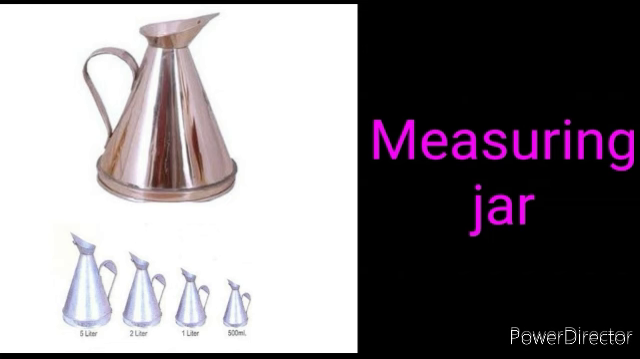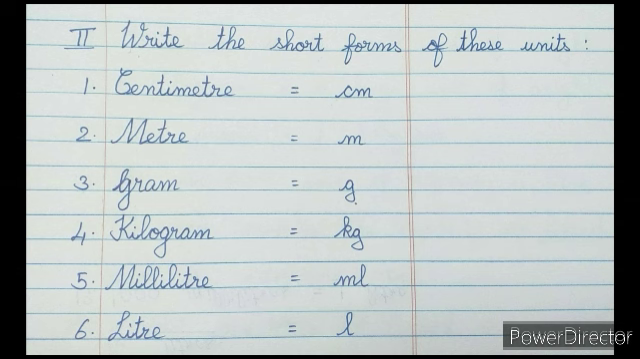We can also use measuring cans or measuring jars to measure the capacity of the container. We write cm for centimeter, m for meter, g for gram, kg for kilogram, ml for milliliter, and L for liter.